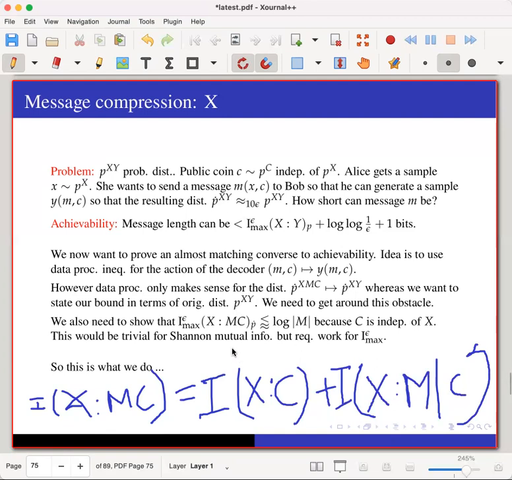So this is trivial for Shannon mutual information, but unfortunately we don't have such a nice chain rule with equality for I epsilon max. Nevertheless, something like this will turn out to be true. So this is what we need. Is the plan of the proof clear? Yeah. Okay.